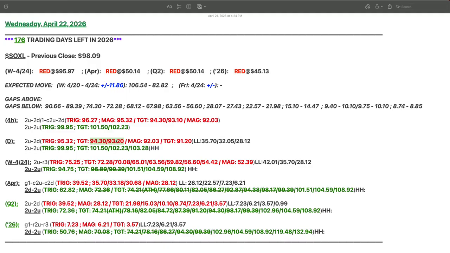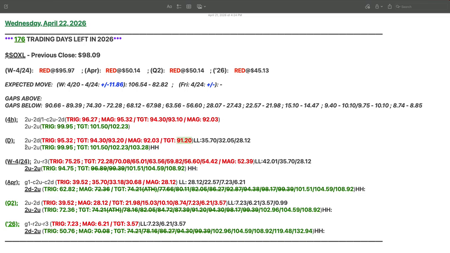At the same time, if we get some type of catalyst that sends us to magnitude, and we've got continued momentum to the downside, here's an extended target for you as well on the day to the downside. But if we get more continuation to the upside with the two up, that triggers at 99.95. And again, we've got some extended targets out here for you. There's no reversal, so there's no magnitude for those moves. It's just extended targets, right?